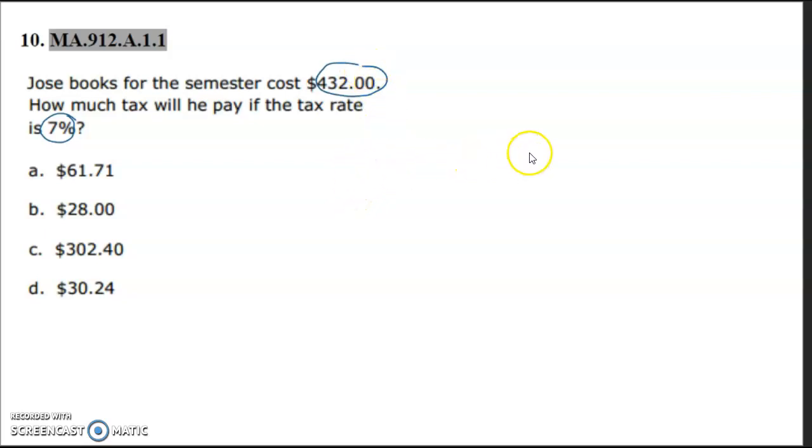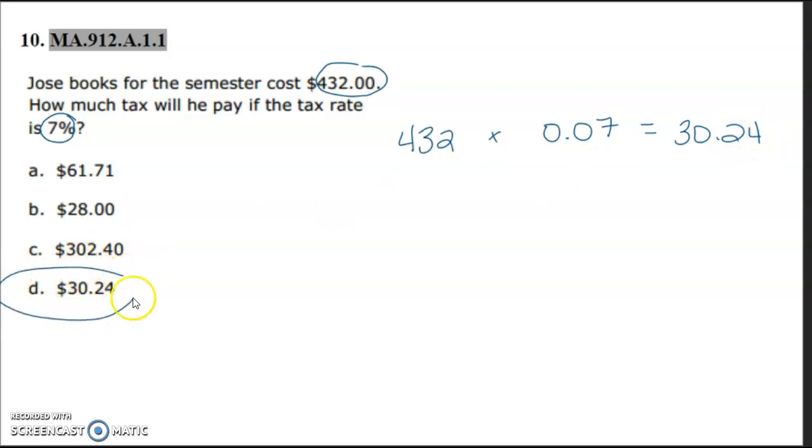You can make this an is over of statement, but honestly, the easiest way to figure this out is just do 432 times, and we need to turn the 7% into a decimal. So that's 0.07. Don't put it in the first spot. That's 70%, but this is 7%. So 432 times 0.07 is $30.24. And that one's pretty easy. It's right here.